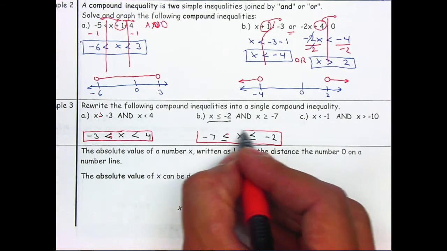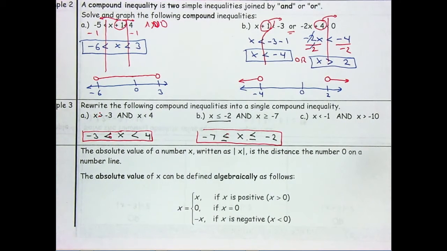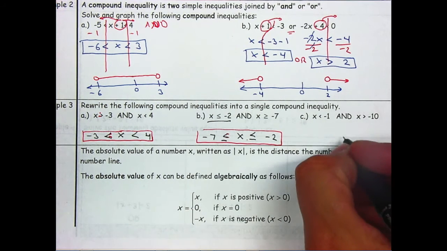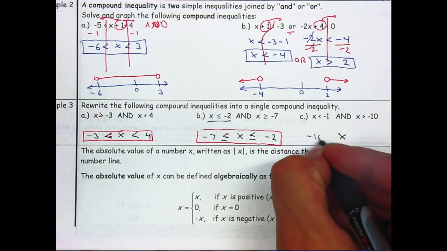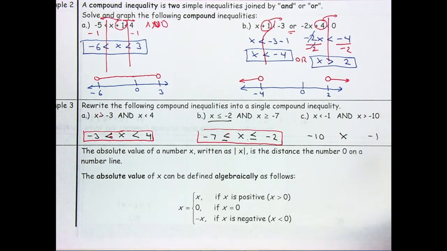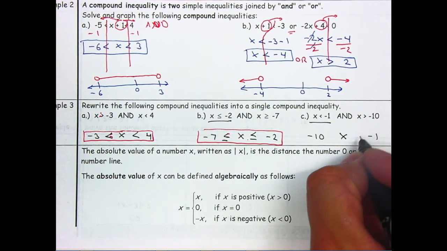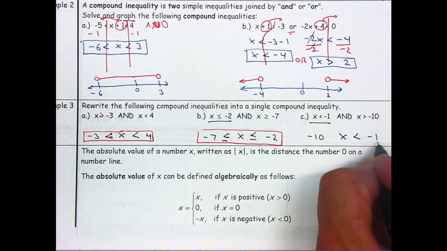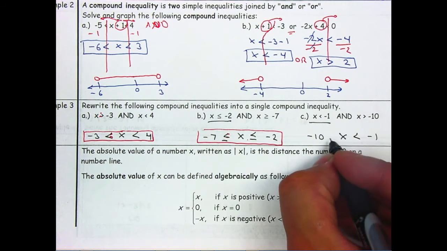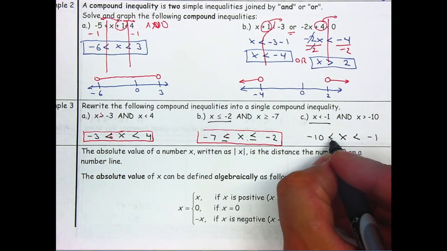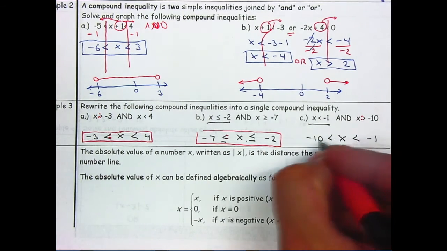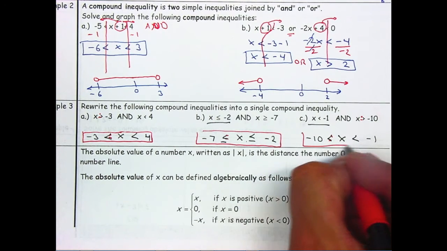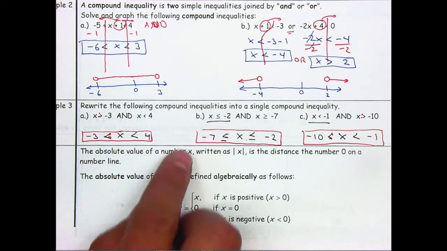Go and try letter C, pause it, and see if you guys can do letter C by yourselves. We are going to be placing the x in the middle. The smaller value is the -10 on the left, bigger number on the right. This one will be exactly the same, x is less than -1. And on this one, we're going to flip the inequality so we can read it backwards. x is greater than -10. The alligator was eating the x, so the alligator has to continue eating the x. Just be careful.